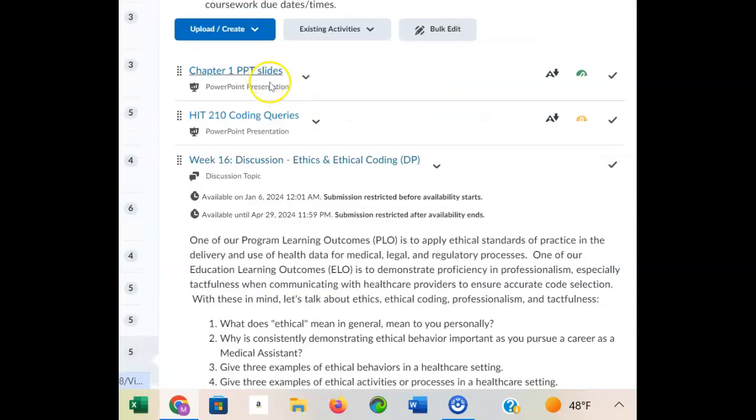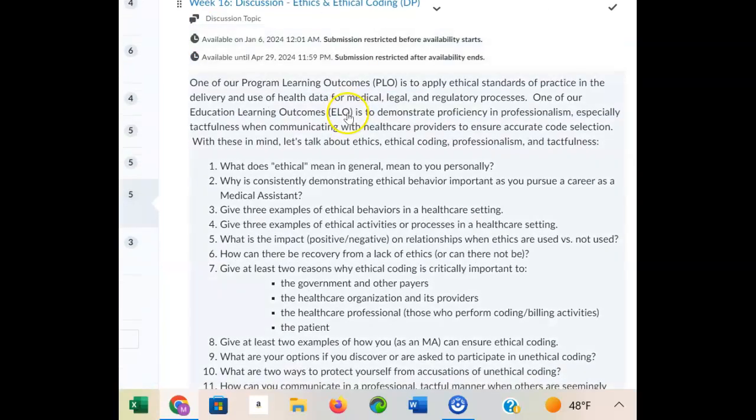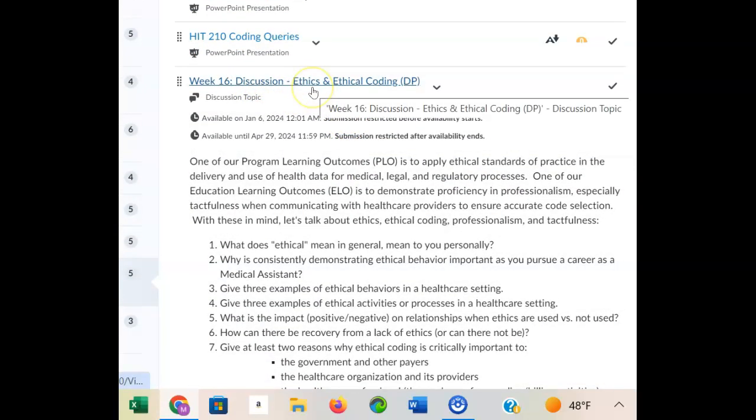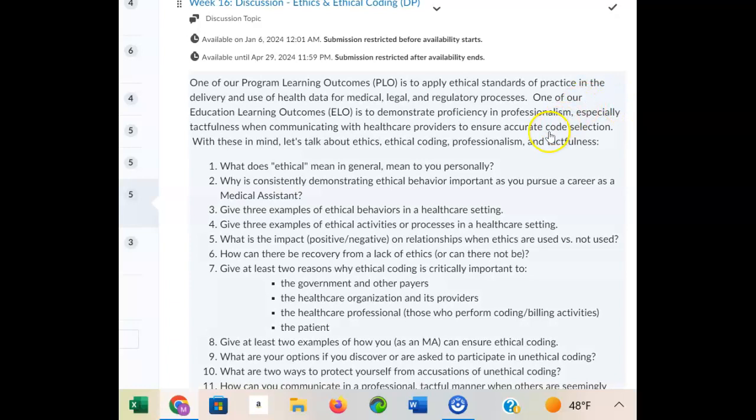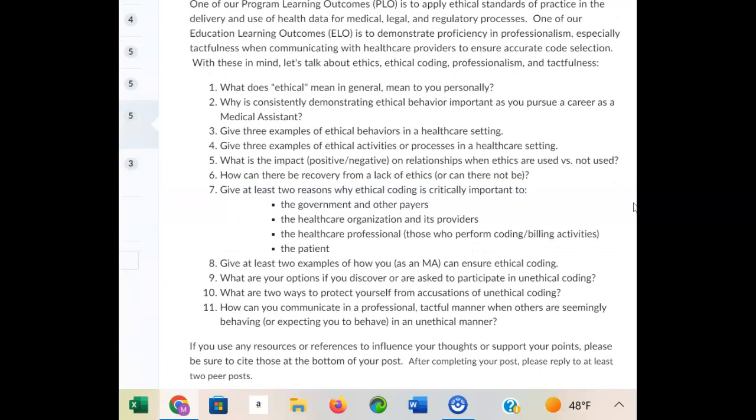So this week is a little bit different. I went through the 2 PowerPoints. Week 16 is ethics and ethical coding. This is what I want everybody to answer. You need to tell me, what does ethical mean to you personally? So you may have to look this up if you're really unfamiliar with ethics. Okay. I want to know also why demonstrating ethical behavior is important as you pursue a career as an MA.